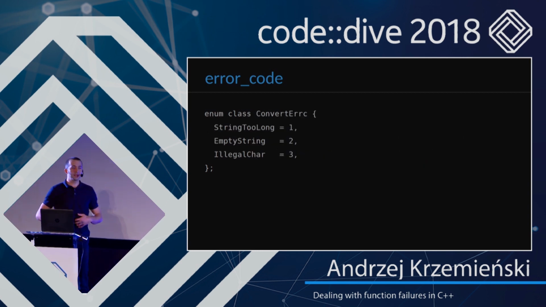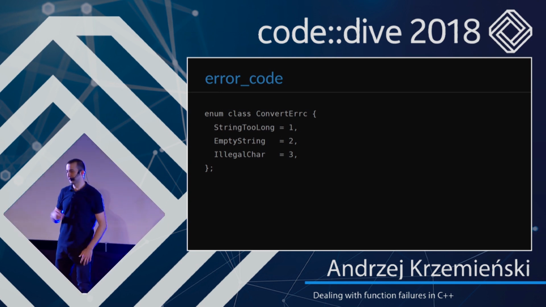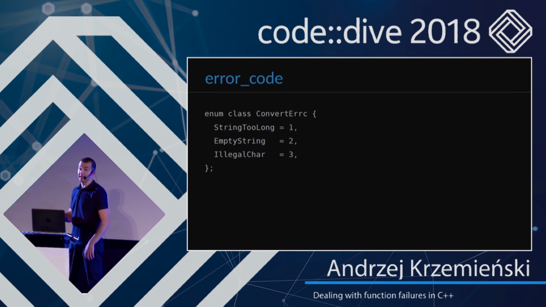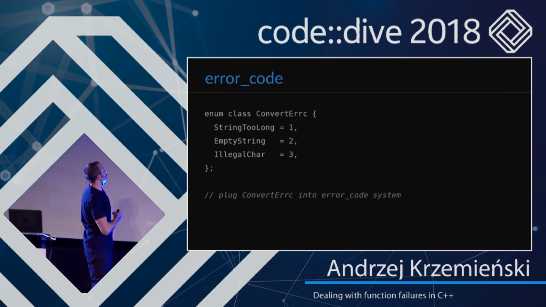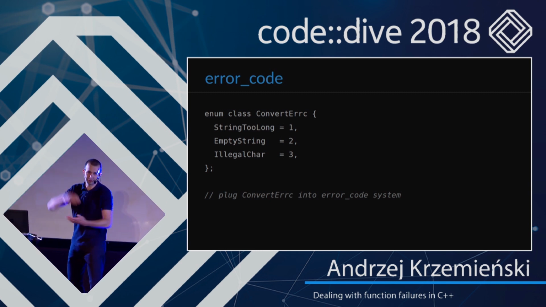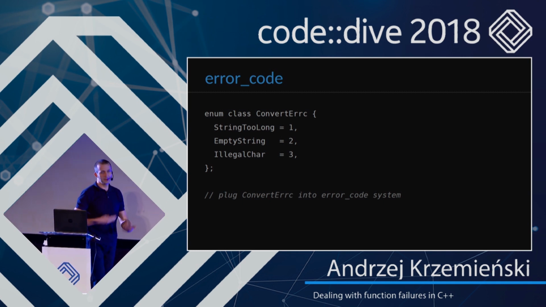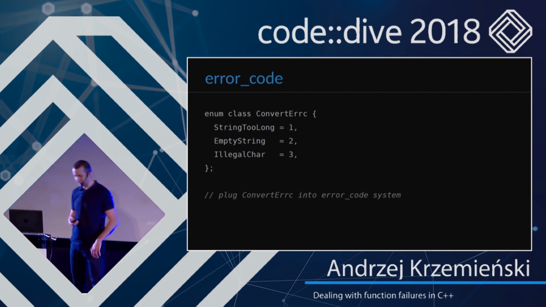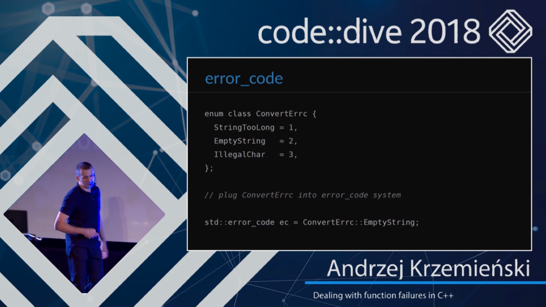And if I'm writing a new library, I will provide an enumeration with all possible errors from my library. Then I need to put some boilerplate code, which is quite long. So for me, it's just one comment, but for you, it will be custom template specializations. But it's a mechanical job. And once you do it once, you can use the enumeration as though it was an error code.